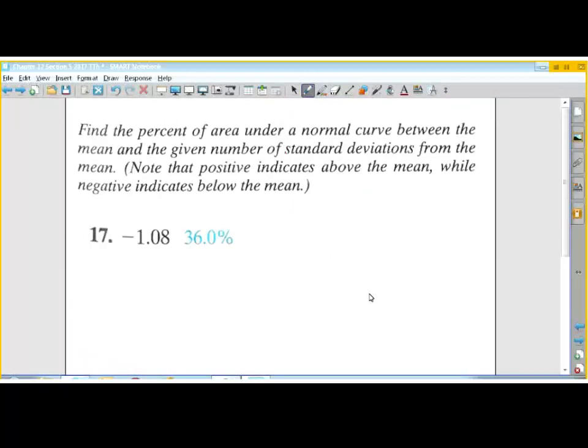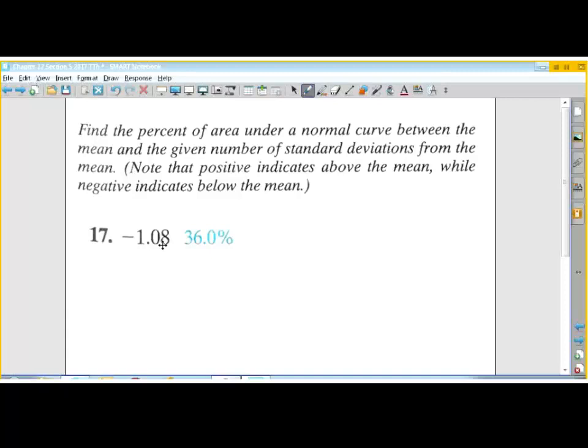Okay, you've got a couple of problems where they just give you the z-score. It says find the percent area under the normal curve between the mean and the given number of standard deviations from the mean. So when they say 1.08 standard deviations, that means that's the z-score. A z-score of -1 means 1 standard deviation less than the mean, and a z-score of -2 would mean 2 standard deviations less than the mean. So that's how you interpret z-score relative to this question of number of standard deviations.